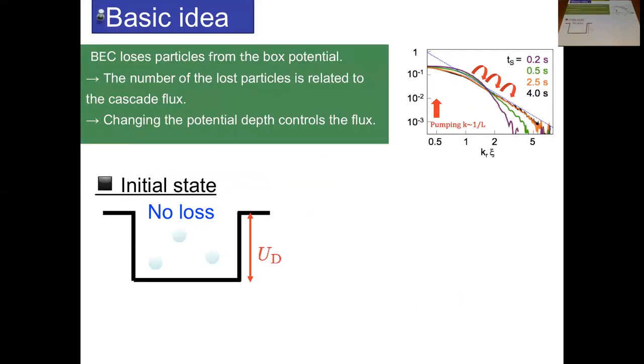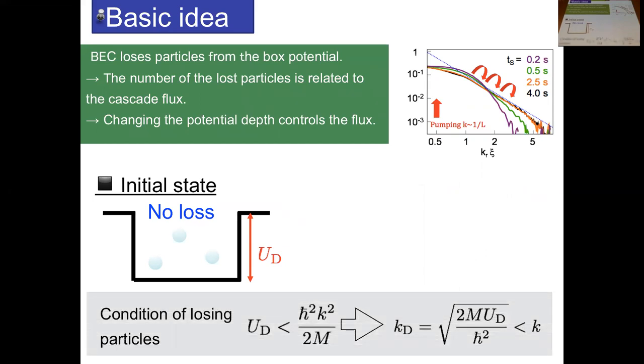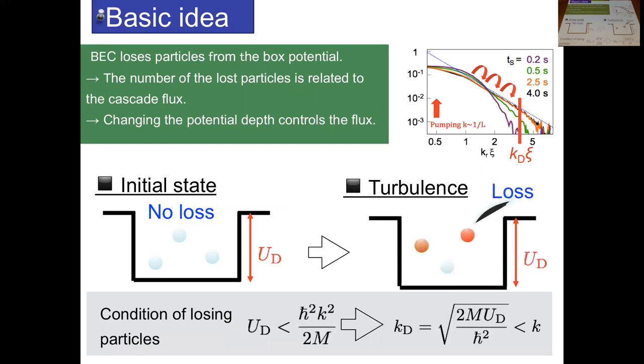The initial state has the particles here, with no losses. However, if the kinetic energy of each particle exceeds the potential depth, namely the wave number k exceeds this critical value, these particles are allowed to escape from the potential. Is it possible or not? Yes, it's possible. If the cascade front propagates to higher wave number, it exceeds this value, so these particles escape.